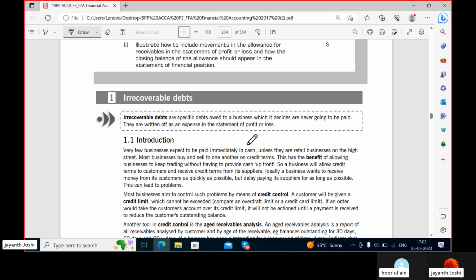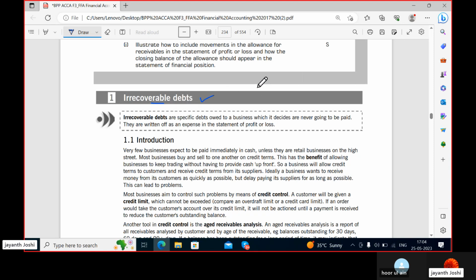See, our topic is irrecoverable debts and allowances. Two things we have to study in this topic. First thing is irrecoverable debts, and second thing is allowances. So first we will check what is the meaning of this term irrecoverable debts. Now I'll tell you about irrecoverable debts.